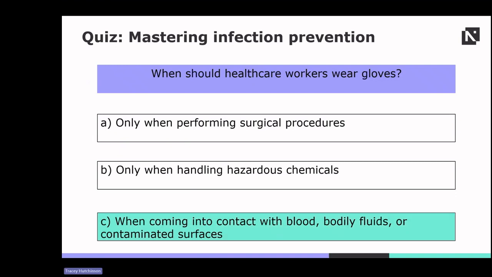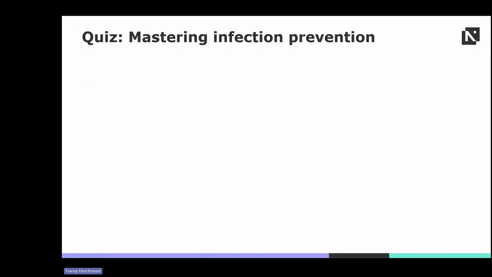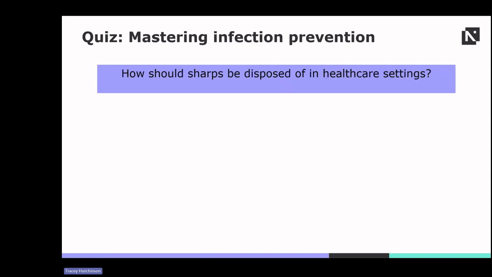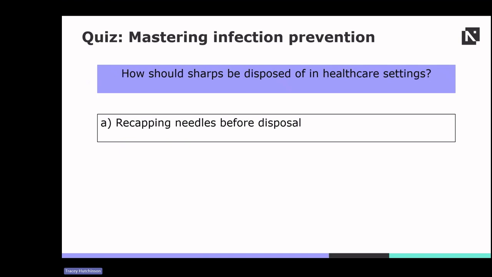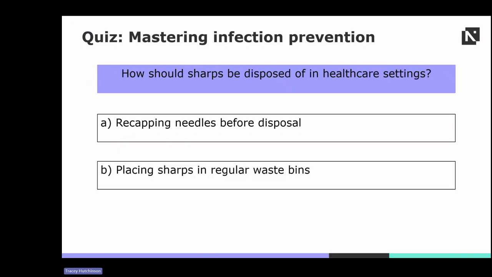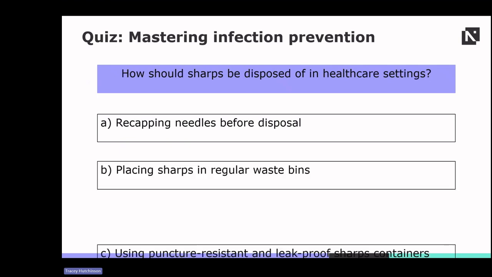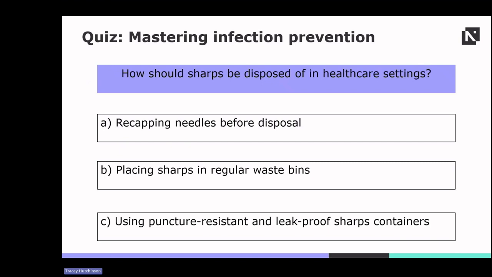The answer is C, when coming into contact with blood, bodily fluids, or contaminated surfaces. Third question, how would sharps be disposed of in healthcare settings? Recapping needles before disposal, placing sharps in regular waste bins, or use puncture-resistant and leak-proof sharp containers? And the answer is C, using puncture-resistant and leak-proof sharp containers.